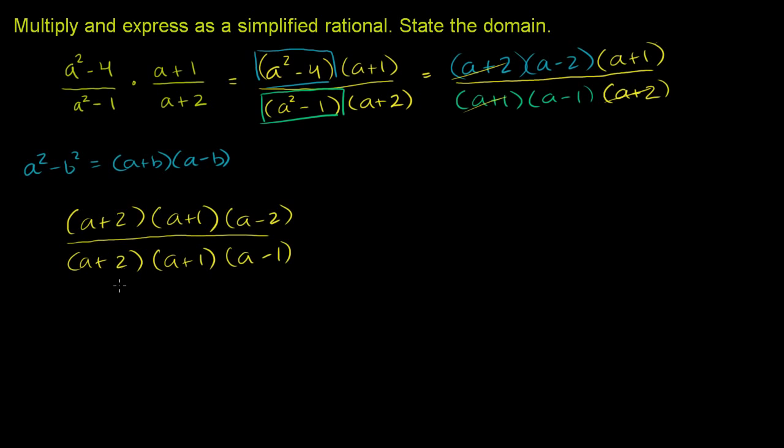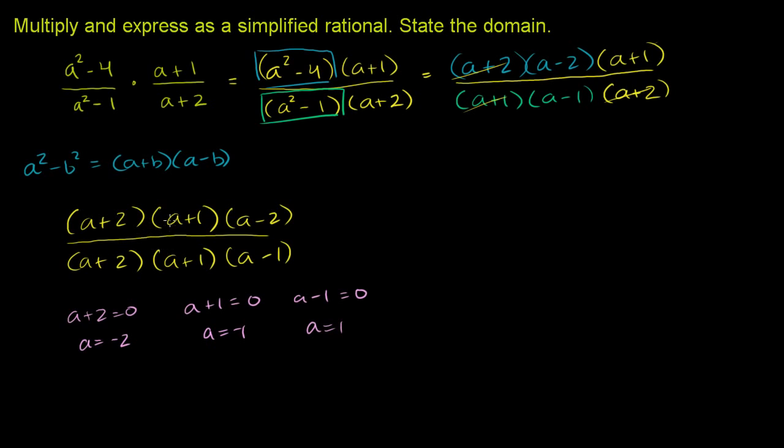Now, before we simplify, this is a good time to think about the domain, or the a values that would make this expression undefined. Like we've seen before, those are the a values that would make the denominator equal 0. You could say a plus 2 is equal to 0, or a is equal to negative 2. A plus 1 is equal to 0; subtract 1 from both sides, a is equal to negative 1. Or a minus 1 is equal to 0; add 1 to both sides, and you get a is equal to 1.